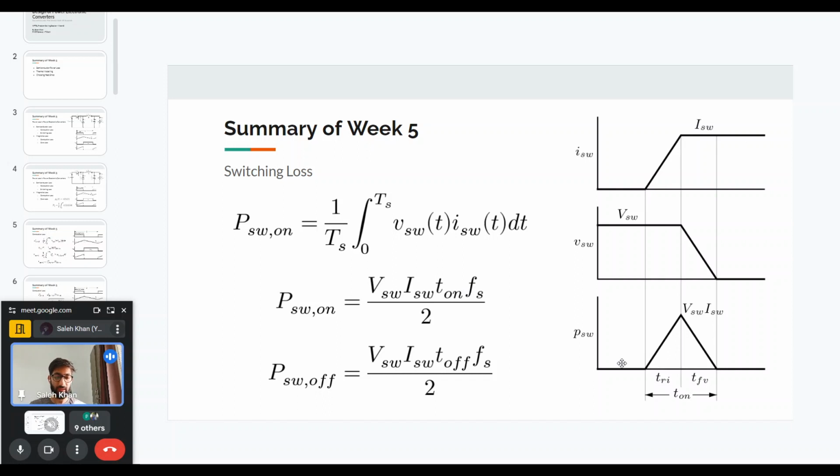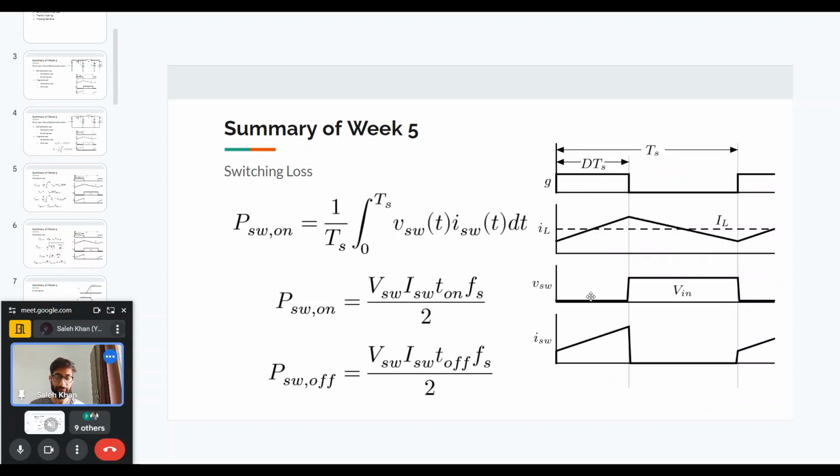T_on is basically the rise time of the current plus the fall time of the voltage. And F_s is the switching frequency. So this F_s is basically 1 by T_s from the first expression. And the 2 comes if we just find the area of this triangle. So that is the switching loss during the on time. And similarly, you can find the switching loss during the off time. Now here, the V_SW and I_SW actually depend on the converter and the load current and all these things.